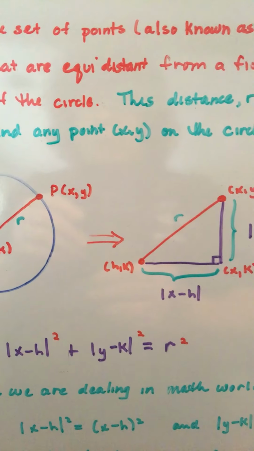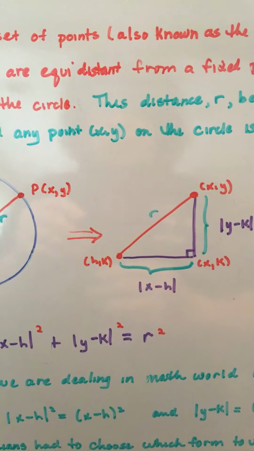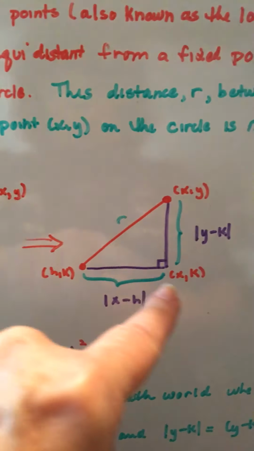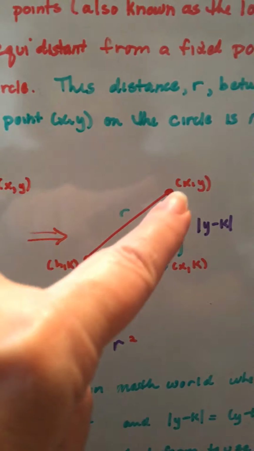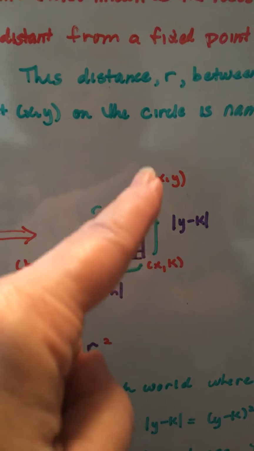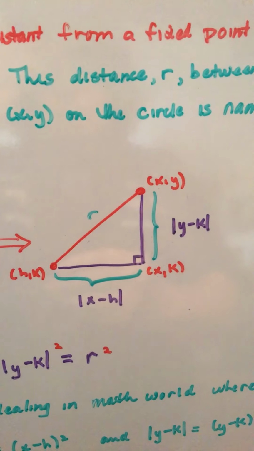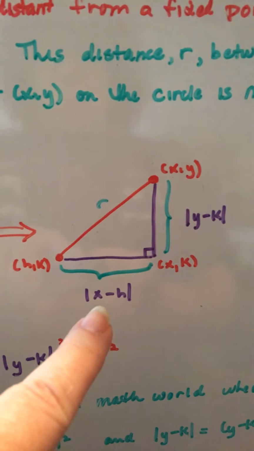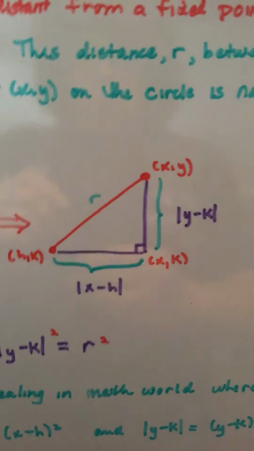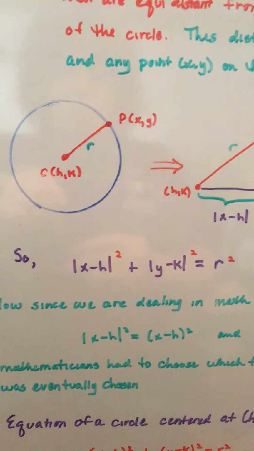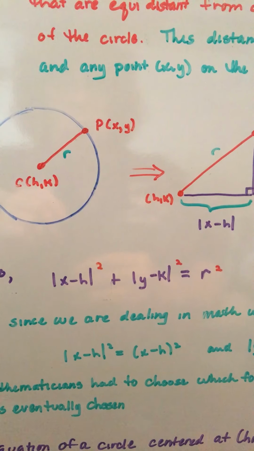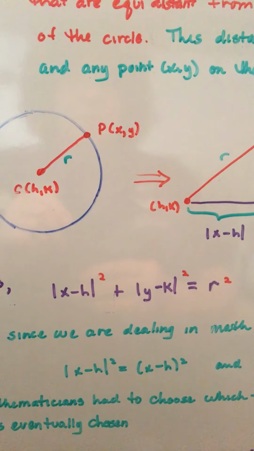Notice I came over here and just like with the distance formula, all I did was put in the horizontal and the vertical. This is H, K, X, Y, so these ordered pairs have K in height and X in width. And so how far apart? Distance is x minus h. Distance is y minus k. So technically this is the formula, or equation, for a circle.